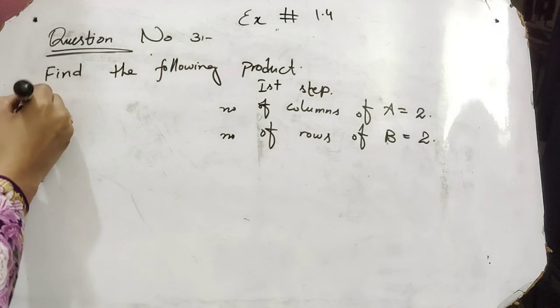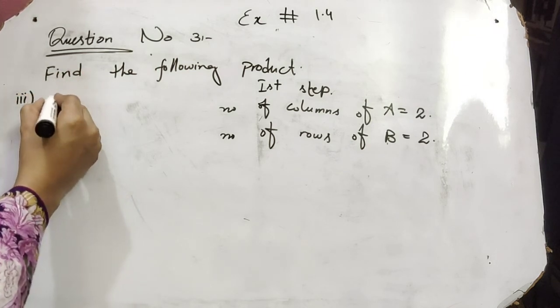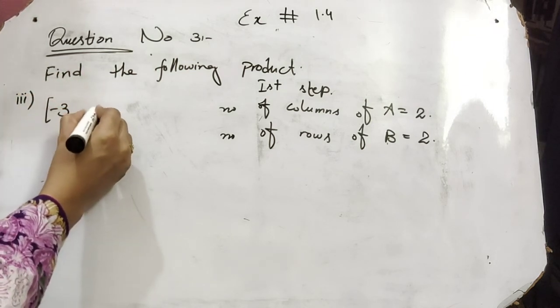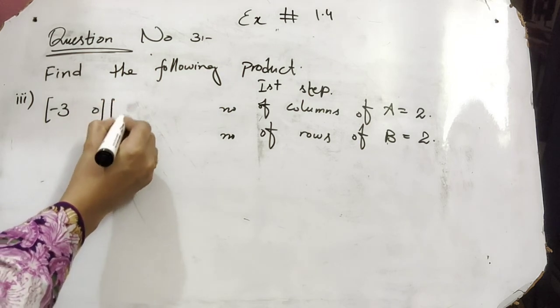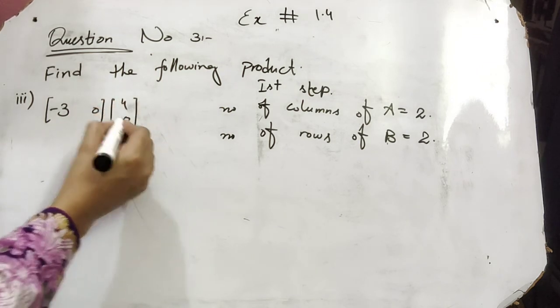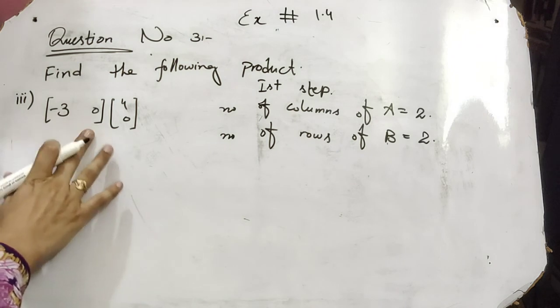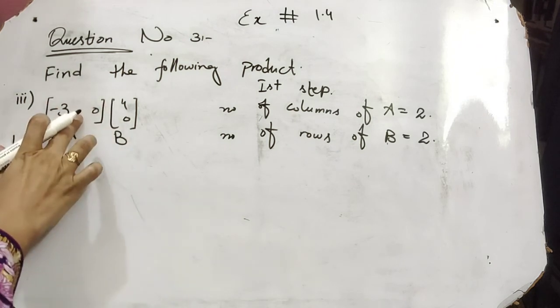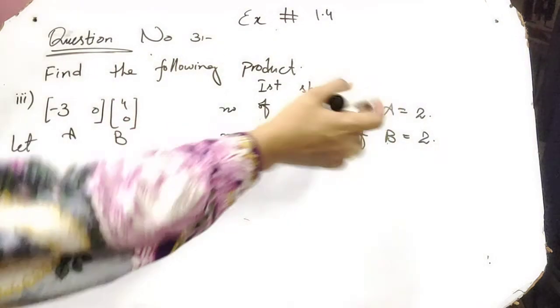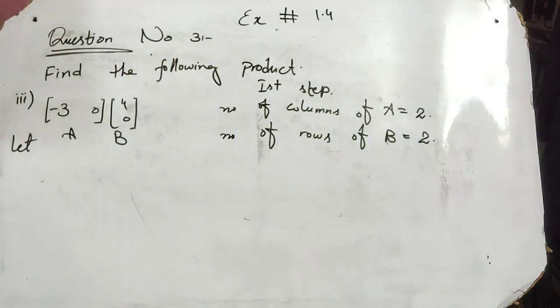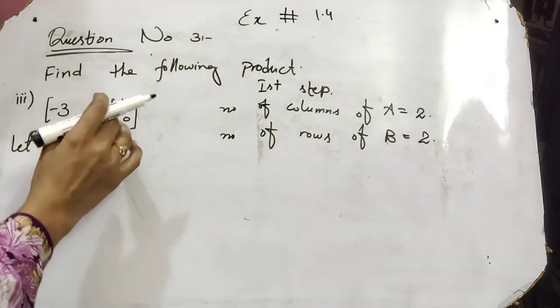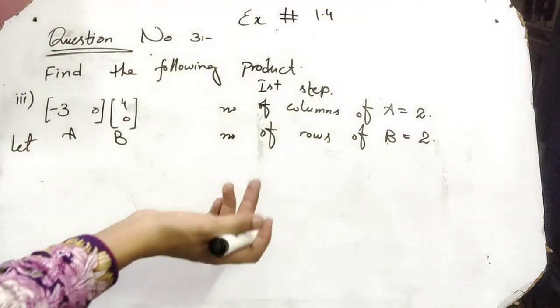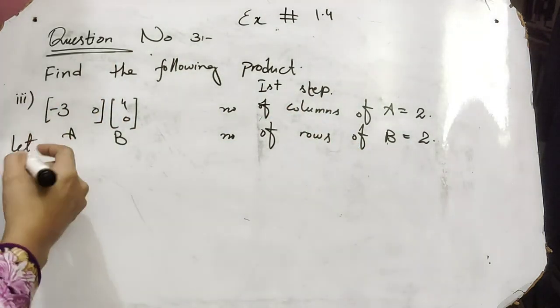Now move towards the third part. Minus 3 and 0, 4 and 0. Let this be A and this be B. So the number of columns of matrix A is equal to 2 and the number of rows of matrix B is equal to 2. So the product can be done.